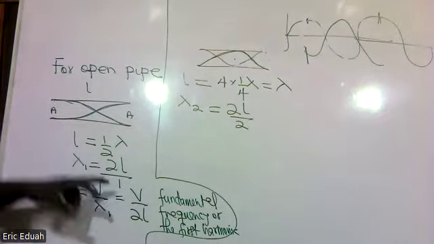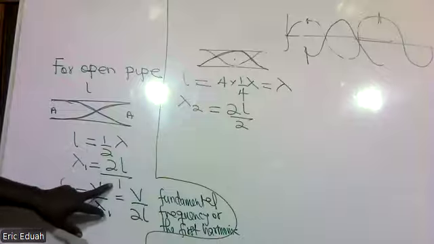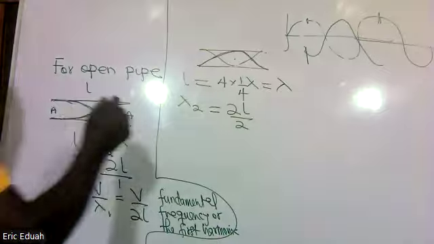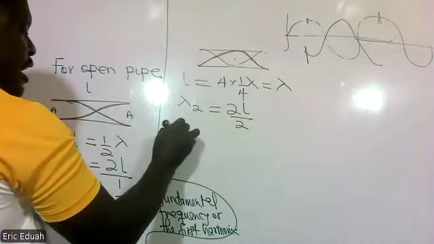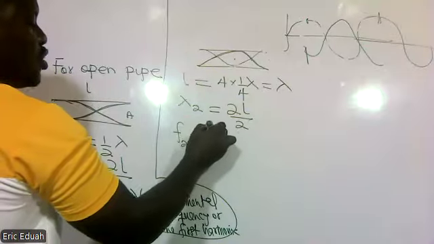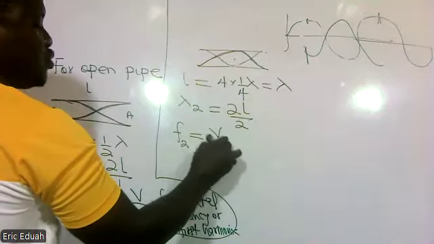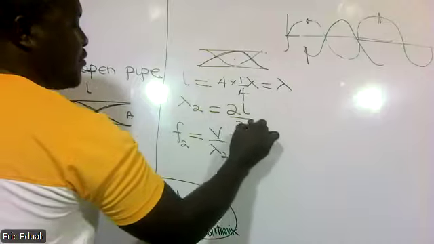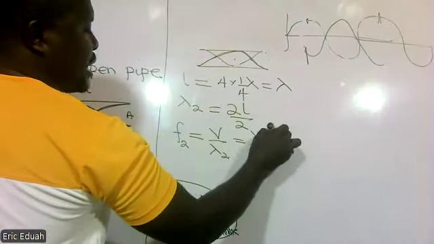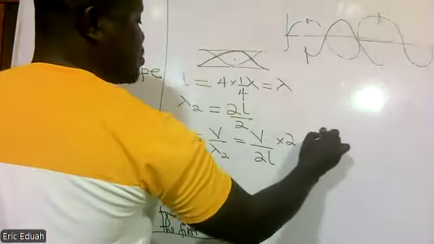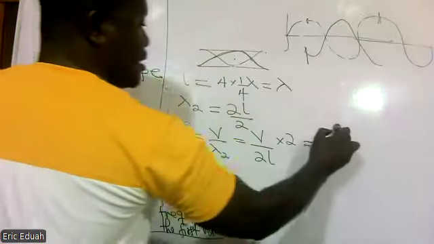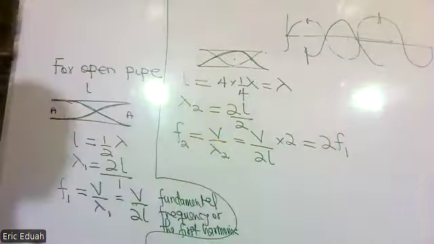I'm drawing a pattern. The reason for which this is divided by 1, this is divided by 2. Therefore, F2, the second harmonic or the first overtone, would also be V over lambda 2, which is V over 2L times 2. And this is 2 times F1.